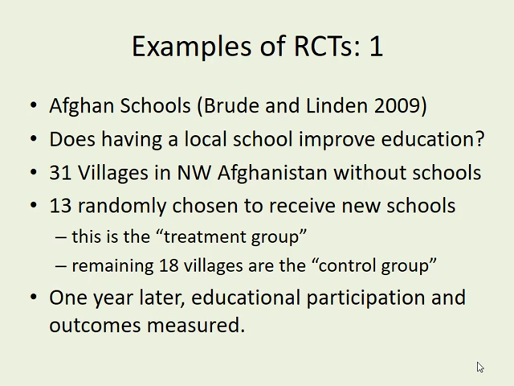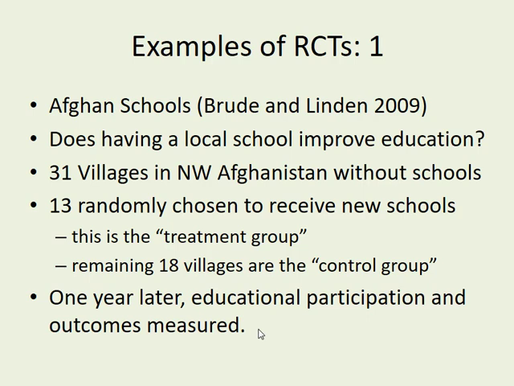So to do this RCT, they started with 31 villages in northwest Afghanistan, and they randomly selected 13 villages which then received new schools. Those 13 villages where the new schools were built were called the treatment group, and the other 18 villages that did not get schools were called the control group. Then 1 year later, educational participation and outcomes were measured.